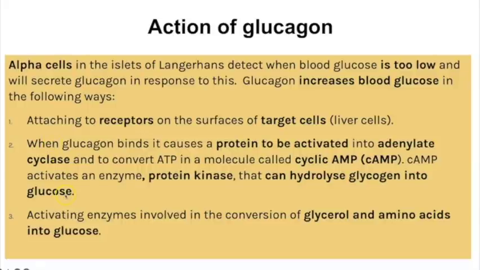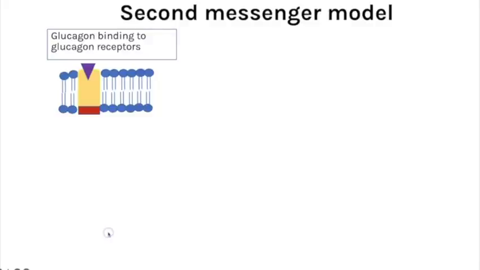So that is your second messenger model, how you have these two stages of activation of enzymes until we eventually get the hydrolysis of glycogen. It will also activate other enzymes to convert glycerol from lipids and amino acids from proteins into glucose. So this is the second messenger model. The glucagon binds to the glucagon receptors on the target cell, so for example the liver.